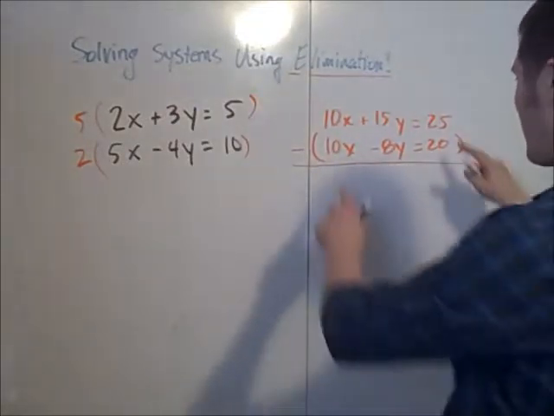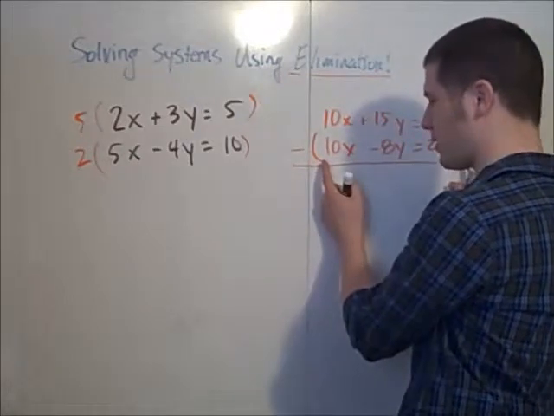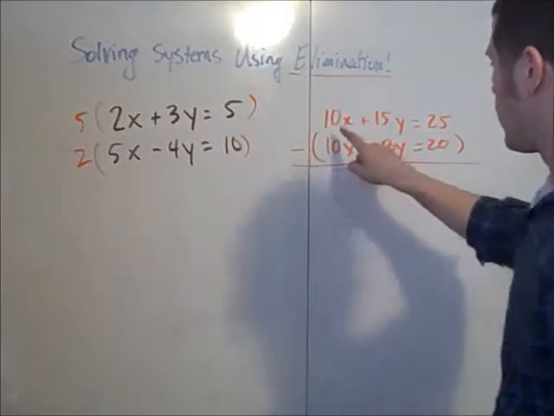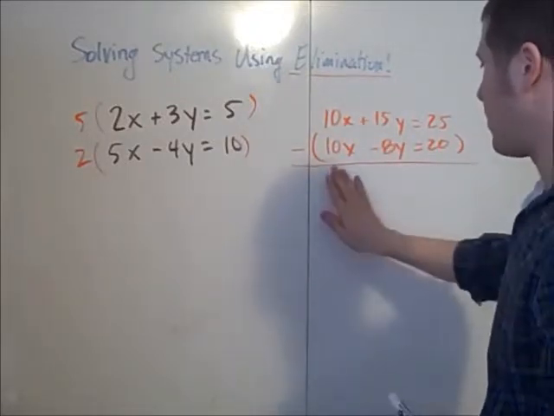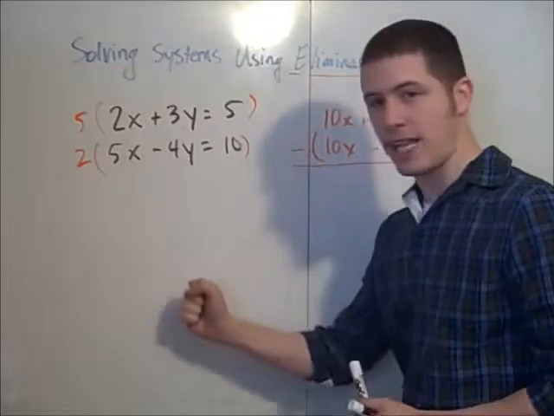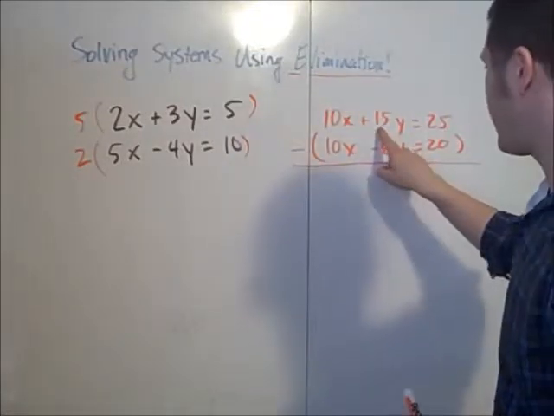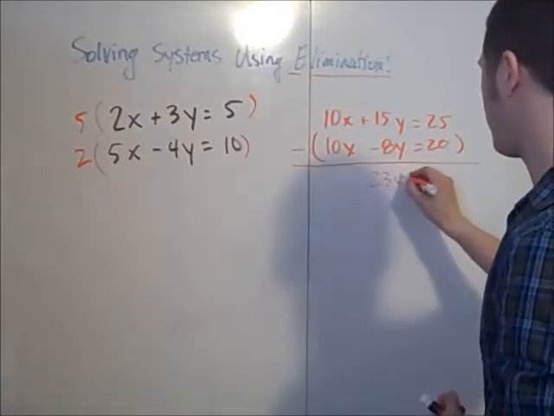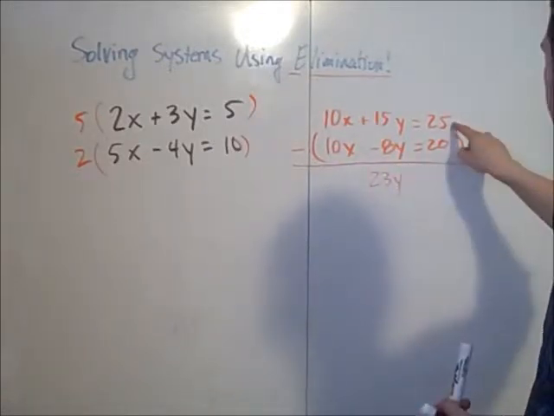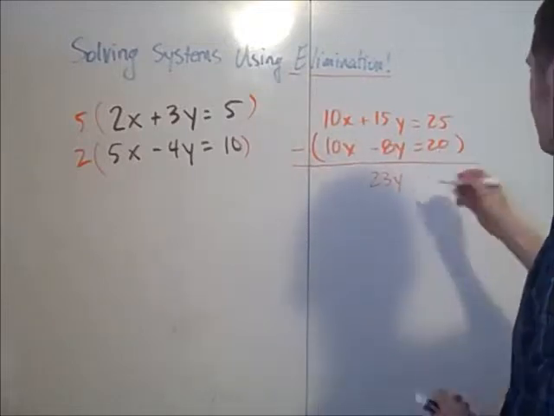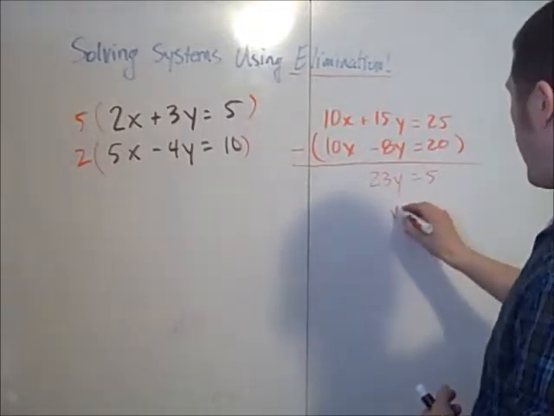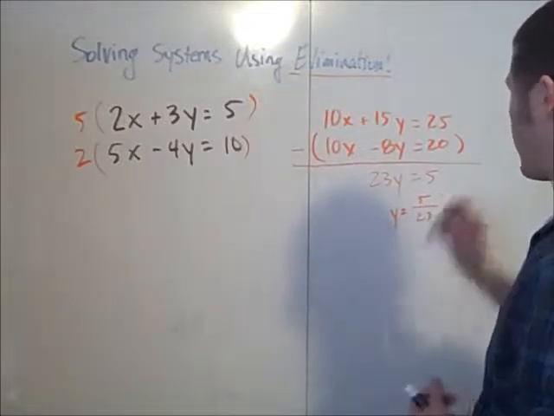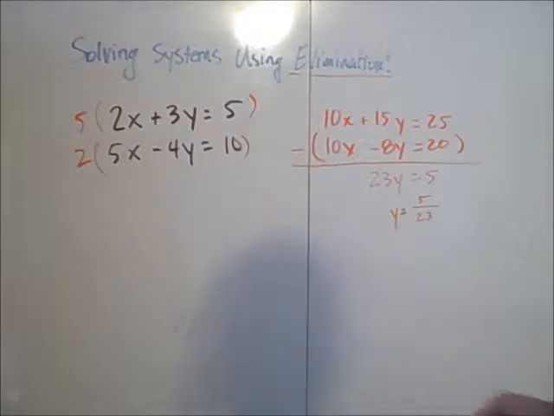By the way, I always recommend putting parentheses around this second equation so that you remember to carry that minus sign through, okay? So 10x minus 10x is 0. We've successfully eliminated those x's. I've got 15y minus negative 8y is 23y. And then I have 25 minus 20 is 5, which means my y value is 5 over 23. Now I have to solve for x.